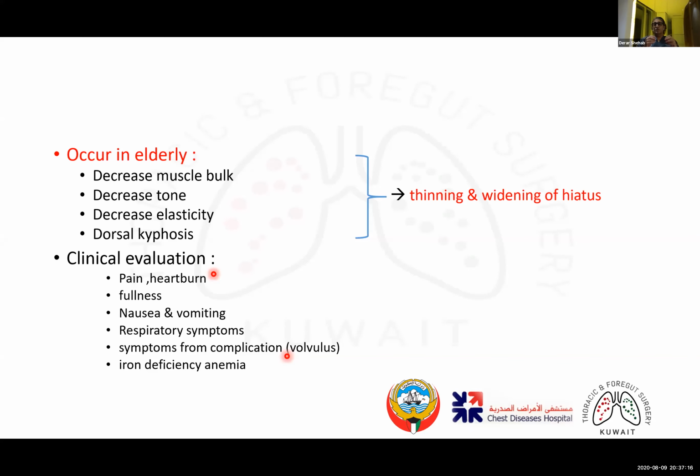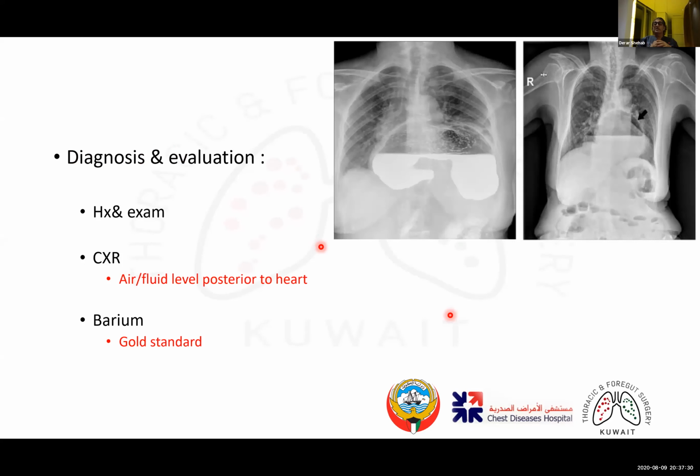The clinical evaluation of those patients is more or less the same as for the hernia, but they may present with complications like volvulus and iron deficiency anemia. Chest X-ray sometimes is more than enough to diagnose hiatal hernia. Actually, you will see a large bubble just behind the heart that is filled with air and fluid. But the gold standard to diagnose those patients is barium swallow.